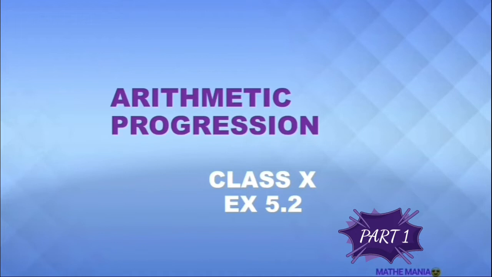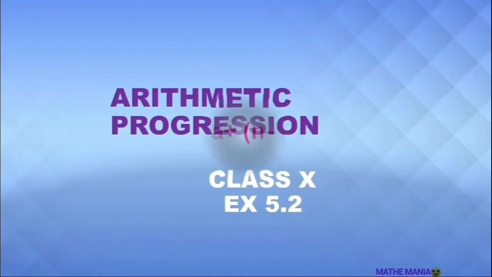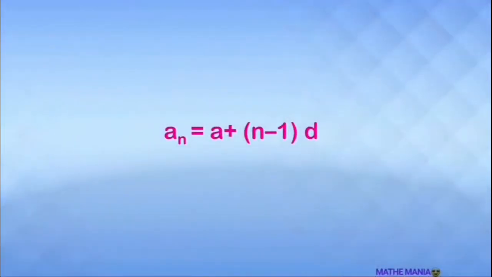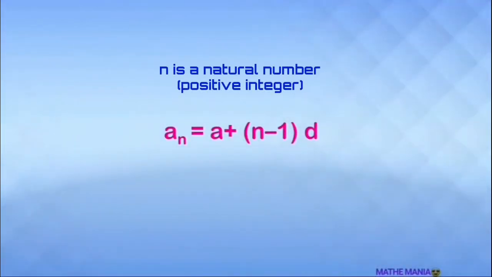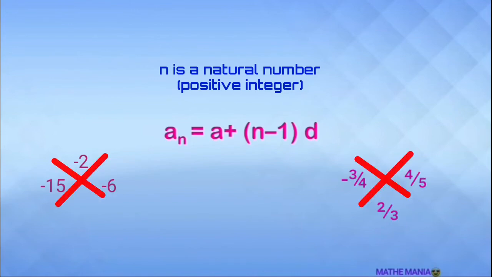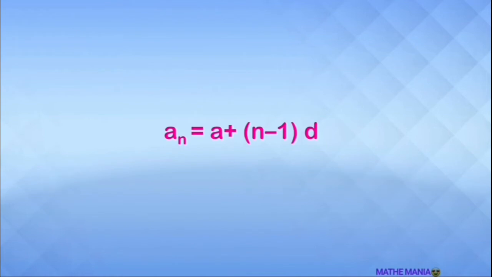In this exercise, we are basically going to learn how to apply the formula an is equal to a plus n minus 1 d. Children, while using this formula, we have to keep two things in mind. First is that n is a natural number. It cannot be a negative integer or a fraction.